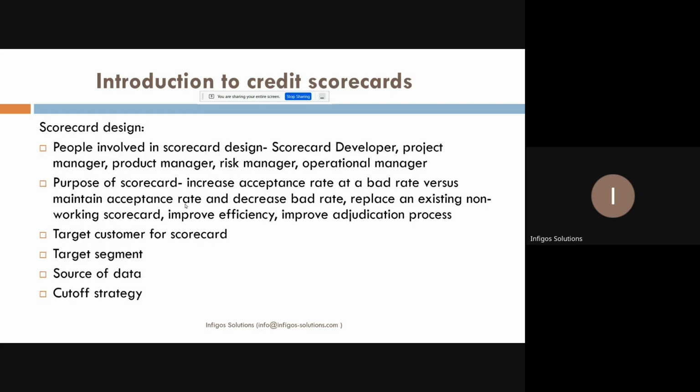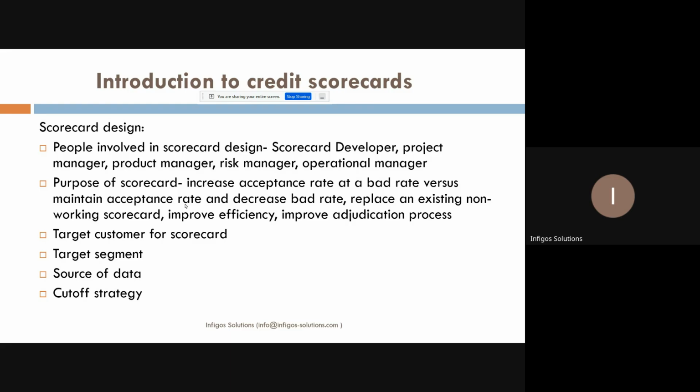Scorecard design is one of the concerns you have in the beginning. You don't build a scorecard right away until you know who the target customer for the scorecard is. That is the first thing.